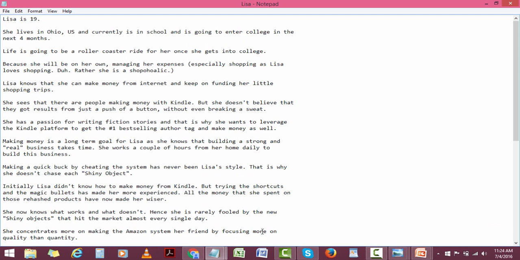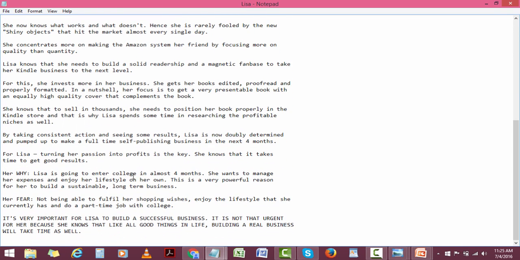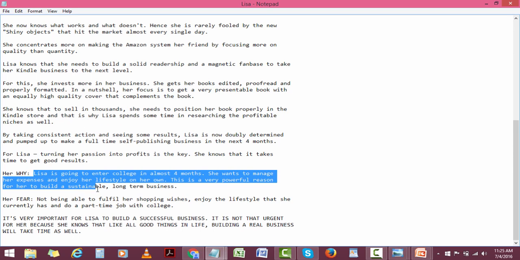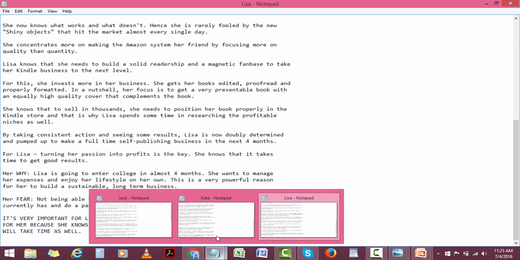Similarly, I have crafted the avatars for Lisa as well as Kate. For Lisa, her why is that she is going to enter college in 4 months. She wants to manage her expenses and enjoy her lifestyle on her own. So this is a very powerful reason for her. Her fear is not being able to fulfill her shopping wishes and the lifestyle that she wishes. So it's important for Lisa to build a successful business, and it's urgent for her because she knows that if she wants to live this lifestyle, she needs a real business, which takes time.